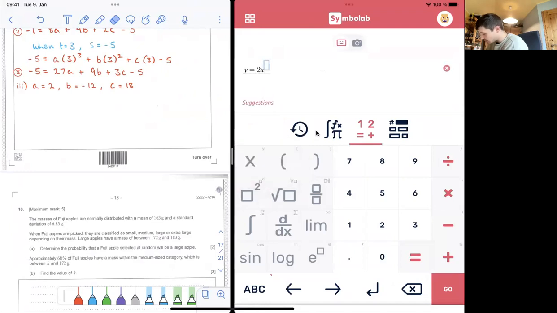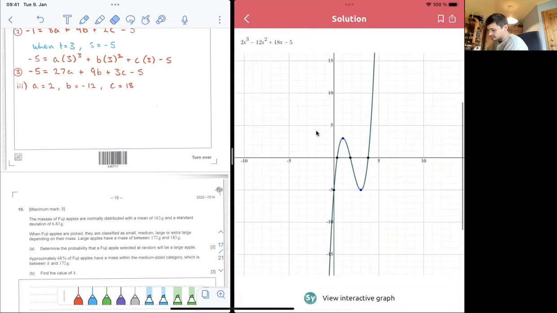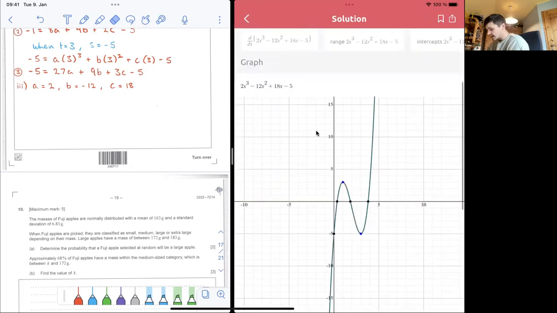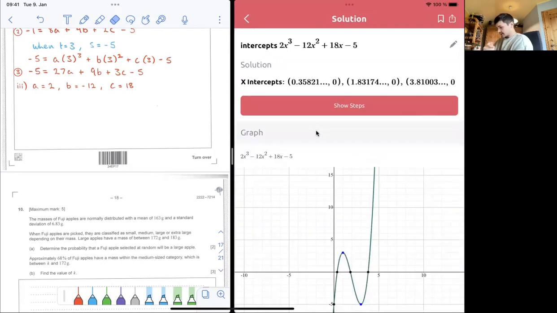I need to select that one, cubed, and then we've got subtract 12x squared, plus 18x, and then it was subtract 5. Okay, so there is our cubic function. Click go. Okay, and so now that has given me this function down here, and I can go here and say find the x-intercepts, and there I have them. All right, so that's helpful there.